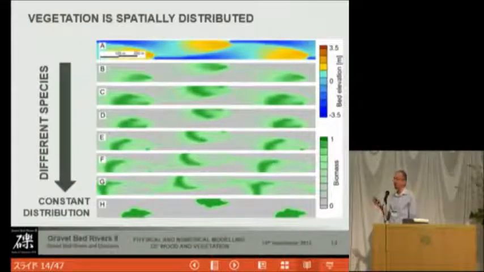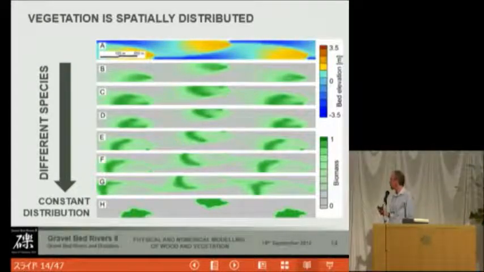So we investigated a simple case, of alternate bars in a straight channel. So this at the top here is the bed morphology, the starting bed morphology. You can have vegetation in very different locations depending on the parameters of the spatial distribution that I showed you before. So there can be vegetation that stays on top of bars or vegetation that grows along the margins of the channel.